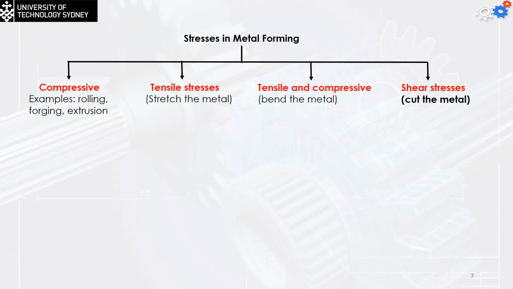I can add tension and compression at the same time to bend the metal. So when you bend a bar, when I bend anything, I can have tensile force on one side and compression on the other side. And I can also use shear stress to cut the metal. When you cut anything with a sharp edge, we have sliding between the layers of the material. And that's what we call shear stress.